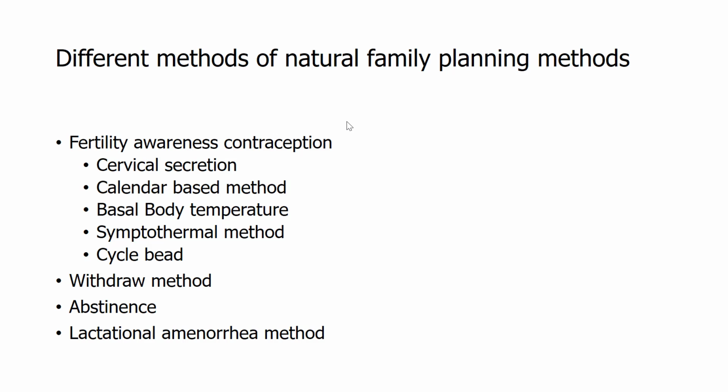The different natural family planning methods are fertility awareness contraception, like cervical secretion, calendar-based methods, basal body temperature, the sympto-thermal method, and CycleBeads. We will also see the withdrawal method, abstinence, and the lactational amenorrhea method.